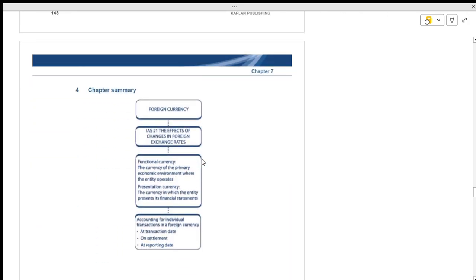Okay, now these are the summary. I advise you that whenever you complete the topic, just follow these points. It will really make sense. Okay, the same thing is there. What is the functional currency and what is the presentation currency?